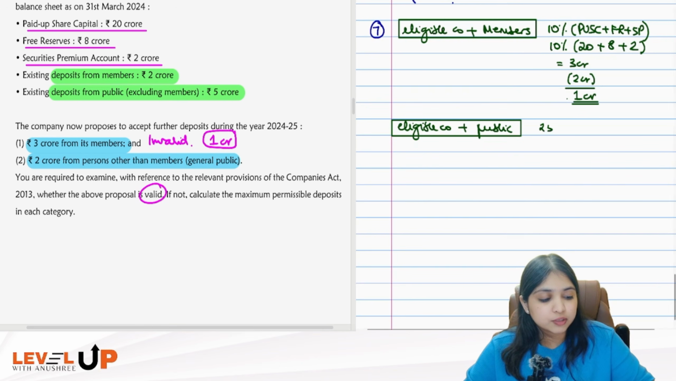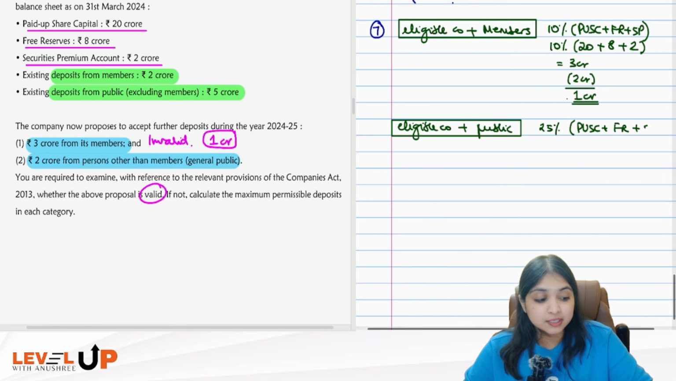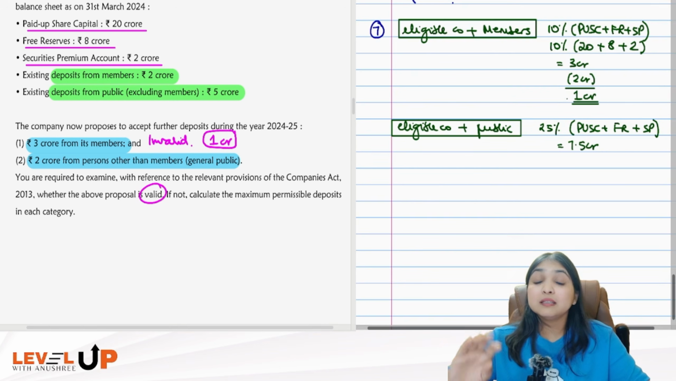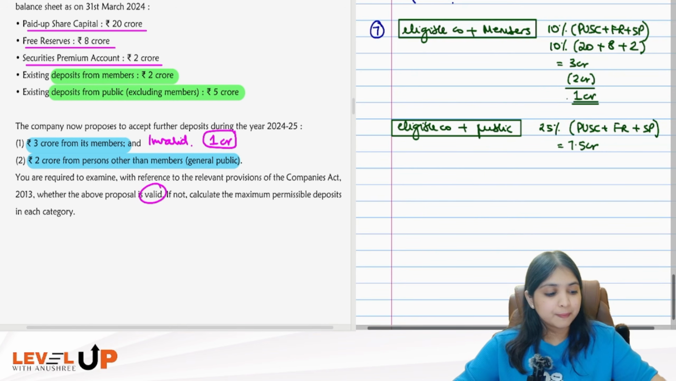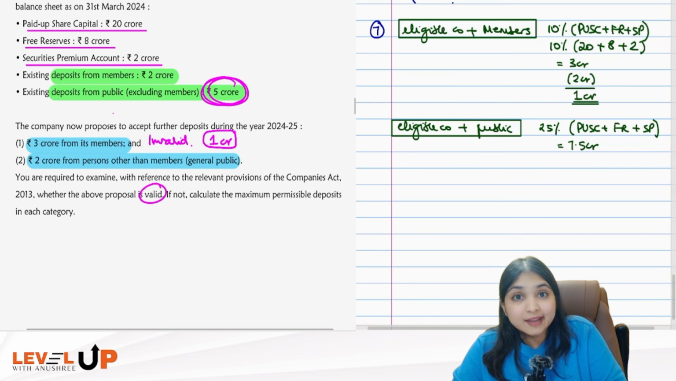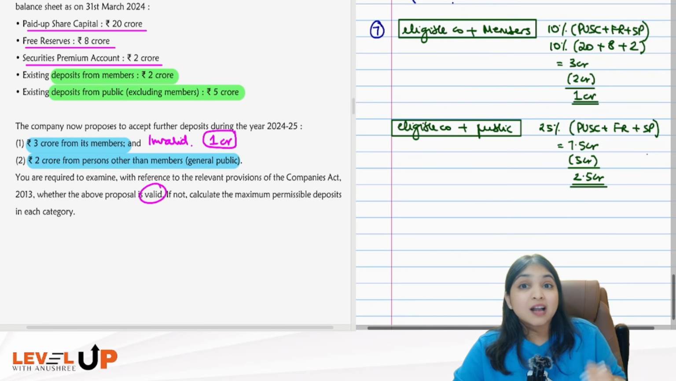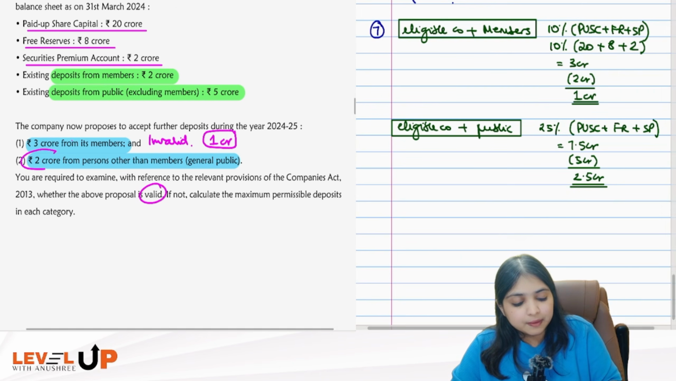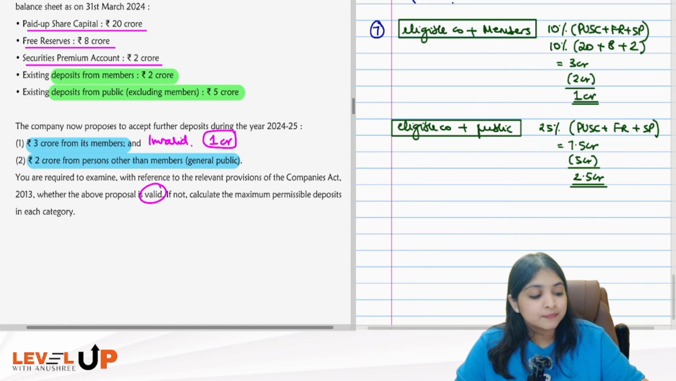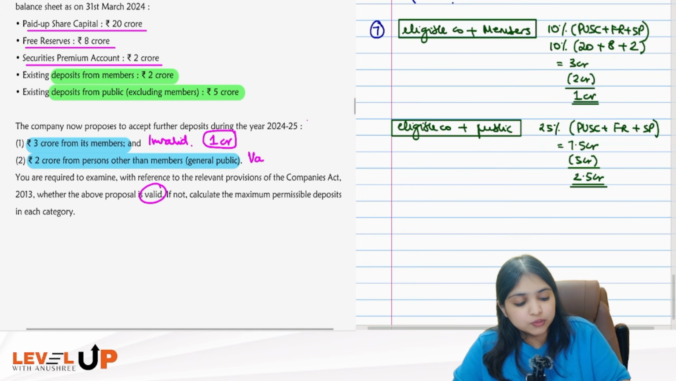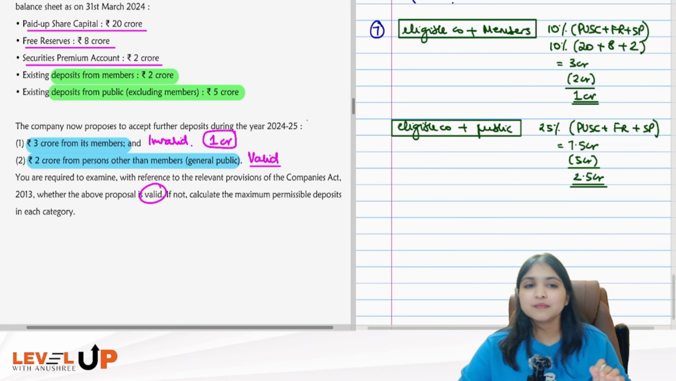What's the maximum limit for this? The maximum limit is 25% of paid up share capital plus free reserves plus securities premium. That is same 25% of 30 crores, which is going to be 7.5 crores. This is the maximum amount which the company can accept from public. But company has already accepted 5 crores from the public. So how much more we can accept from the public? Only 2.5 crore. How much does the company want to accept from the public? Company wants to accept 2 crore only, which is within the limit of 2.5 crores. So this is going to be perfectly valid.